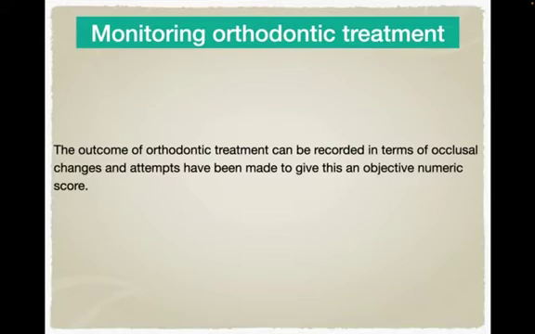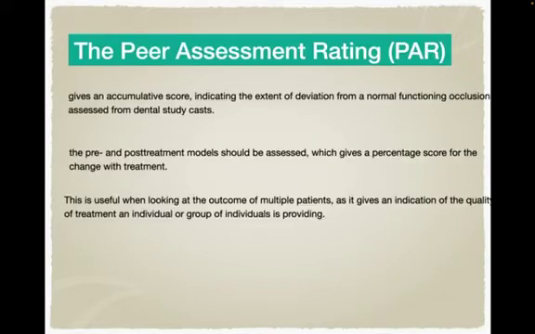So for example, you get a patient who is treated, and then in the mid-treatment or the end of the treatment, you need to prove that you have improved the malocclusion of this patient. You need a numerical measure of the improvement that happened due to the treatment. And here comes the BAR assessment rating, the BAR index.